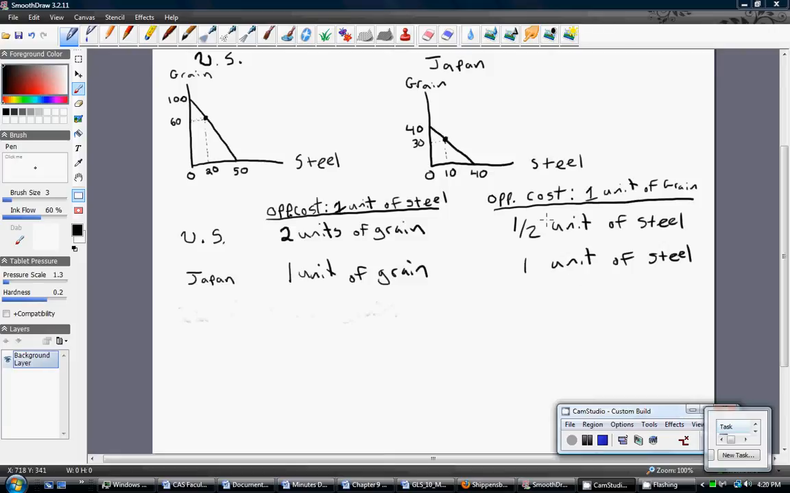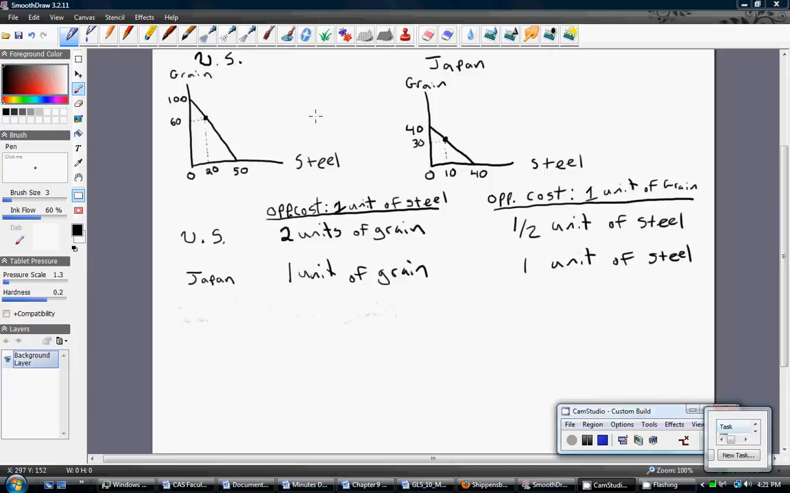The United States production possibilities frontier is given up here in the top left. If we allocate all our resources to producing nothing but grain in the United States, we could produce 100 units of grain. If we allocate all our resources to the production of steel, we could produce 50 units of steel. We're going to assume that the United States will produce a combination of grain and steel where we're producing 60 units of grain and 20 units of steel, a point on the PPF curve.